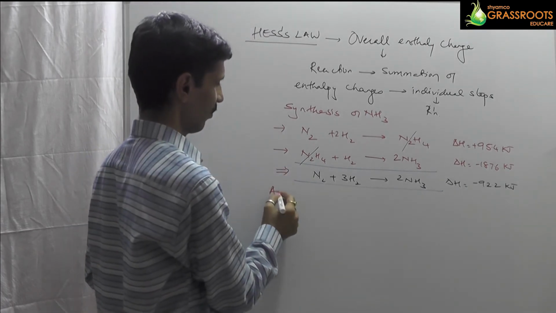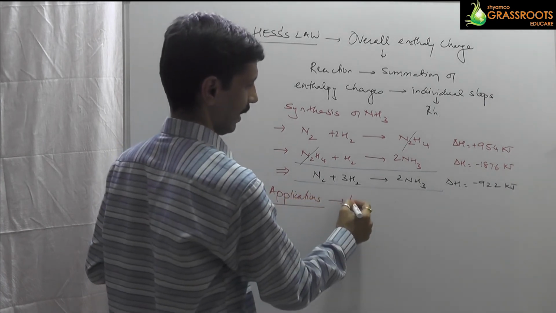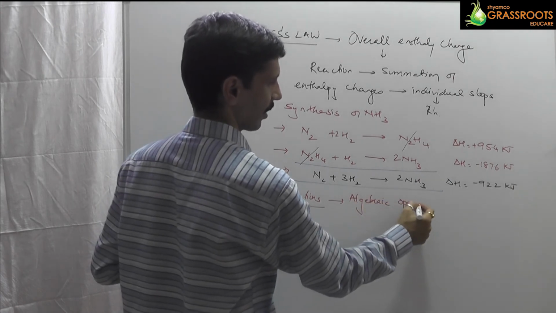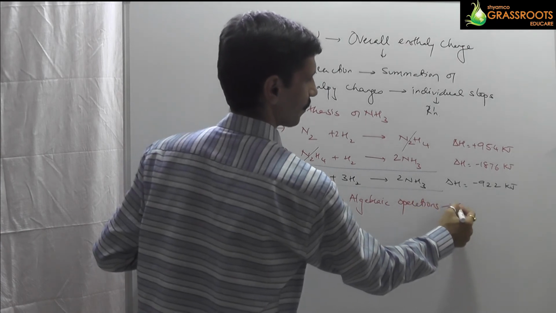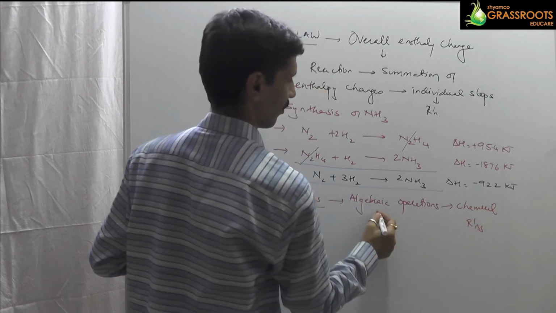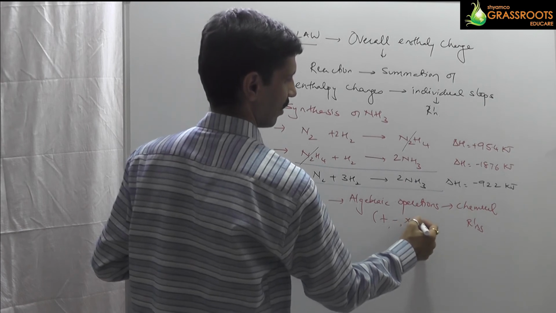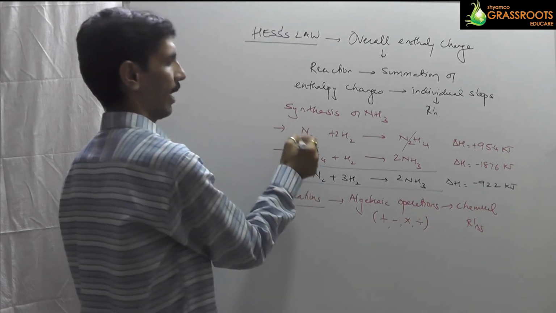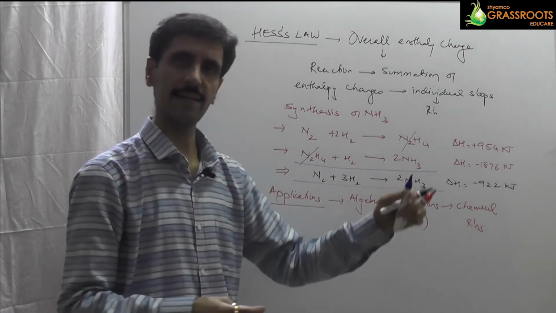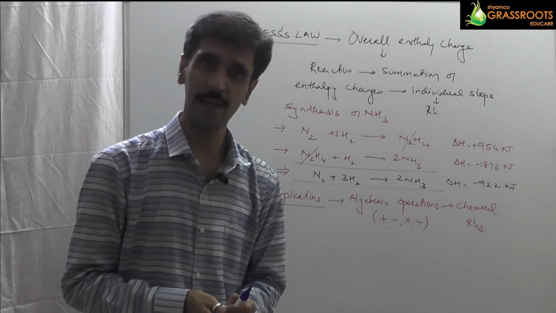The most important application is that it allows algebraic operations to be performed on chemical reactions. Now when I use the word algebraic operations, you know very well it's addition, subtraction, multiplication and division. Okay, so here I've done the addition part. You can carry out any algebraic operations on a chemical reaction. That is one of the important applications of Hess's Law.